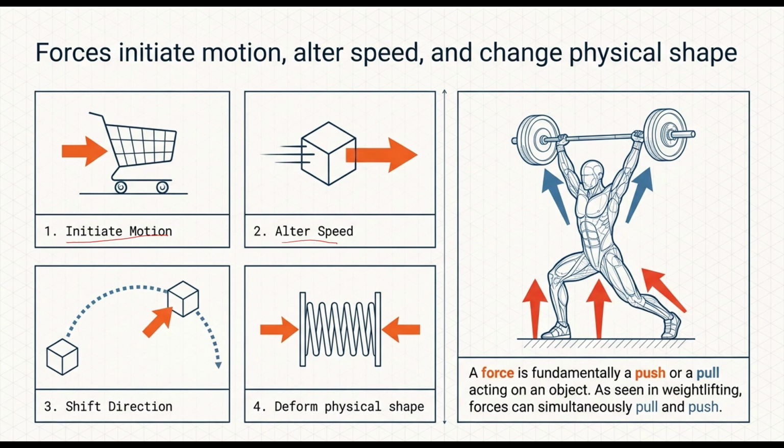So if an object is moving in this direction and we apply a force from here, it will move more speedily, right? There will be an acceleration. At the same time, if we push from the opposite side, it will decelerate, so the speed will be reduced. Third, a force can change direction. That is what we mean by a shift of direction.